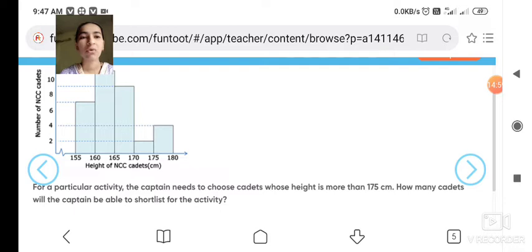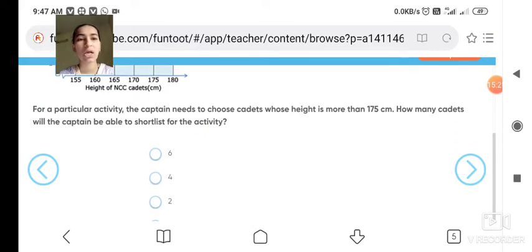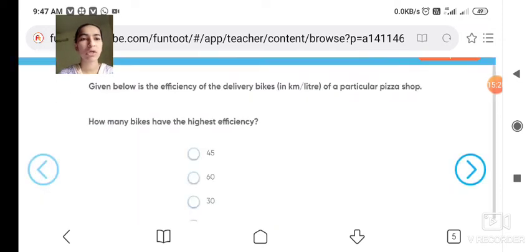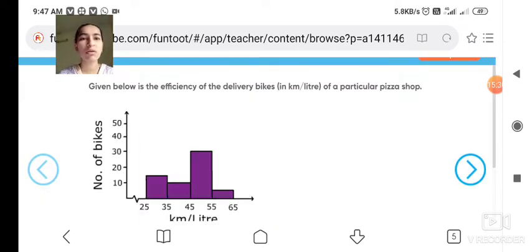Okay, now you can see the bar graph is showing like this: 175 to 180 is the height, and the graph shows 4. Yes, the number of cadets is 4. 4 cadets have a height between 175 and 180. Okay, so our answer is 4. Understand how to take the answer? Okay, let's move to another.